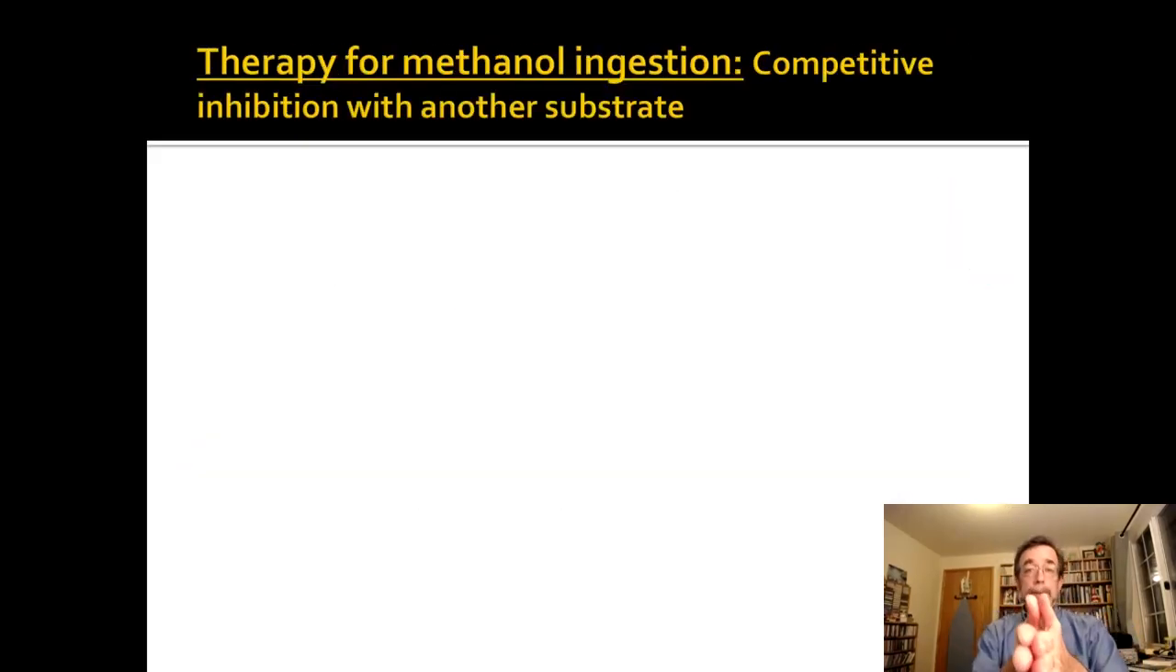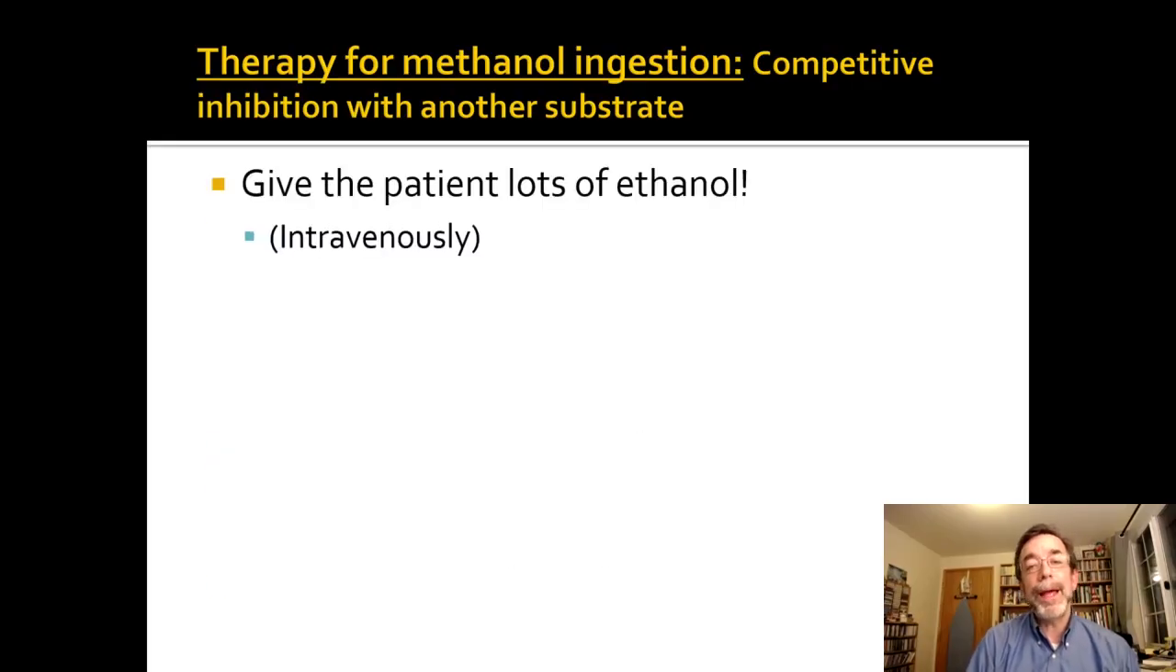So, you're a doctor. Somebody comes in who just drank a bottle of methanol. They didn't realize that methanol is much worse than ethanol. Maybe they were wanting to get a little high or drunk or something, but it's not a good idea because you don't want to drink formaldehyde, and that's basically what you're doing. So what do you do? Competitive inhibition with another substrate. What's a substrate that's safe enough to give the patient that will also go into alcohol dehydrogenase? Well, you guessed it, ethanol.